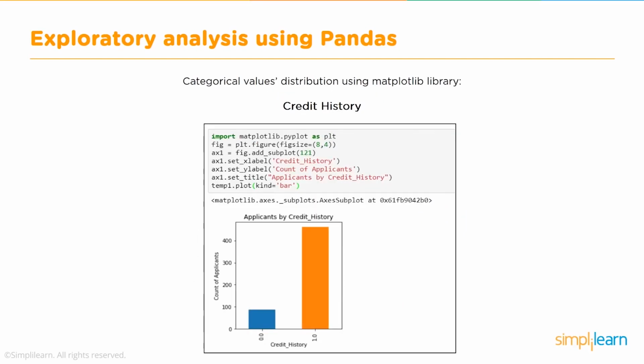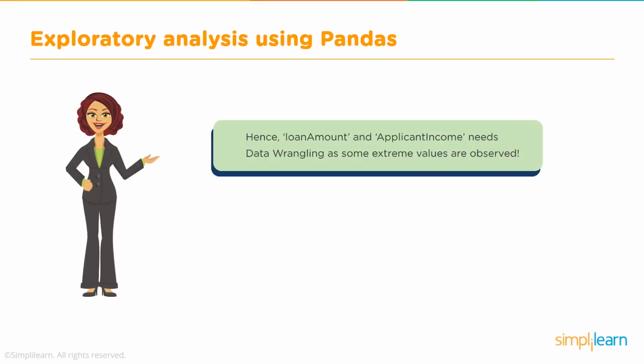Credit history is a binary value. Some people have a value of 0 and some have a credit history of 1. This is just like a flag. So this basically tells us how many people have a 1 and how many people have 0. It looks like the majority of them have a value of 1 and a few, about 100 of them, have a value of 0.